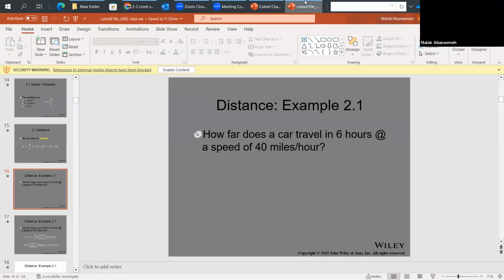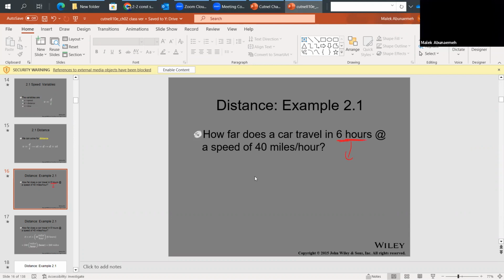We got this: how far does a car travel in 6 hours at a speed of 40 miles per hour? Now, our first rule is we write down the info. The way we do that is by looking at the numbers. So the first number we have is your 6 hours. That's 6 hours. You're talking about hours. You look at the unit first.